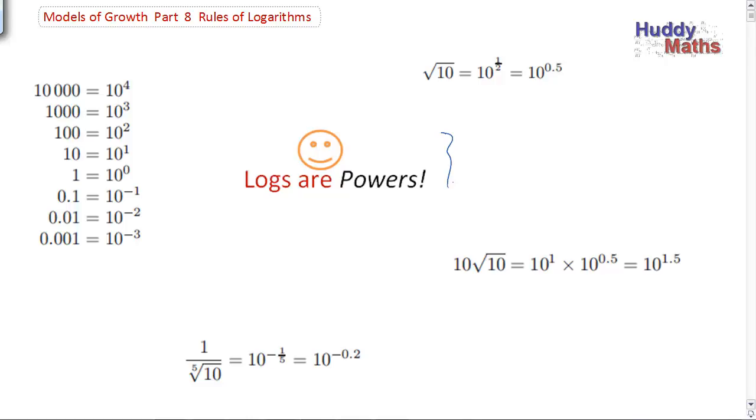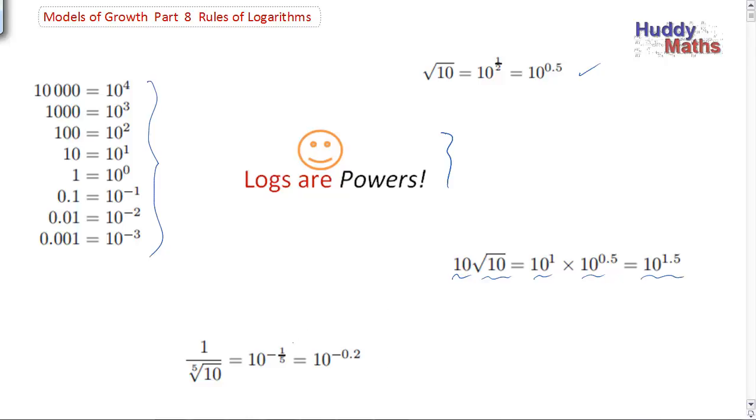Hang on, there he is. Logs are powers, smiley face. And this is what this whole screen's about: writing numbers as powers of 10. Don't forget the rational powers, the half, square roots and combinations. Here, 10 to the 1, and root 10 is 10 to the 0.5. Overall power is 10 to the 1.5.